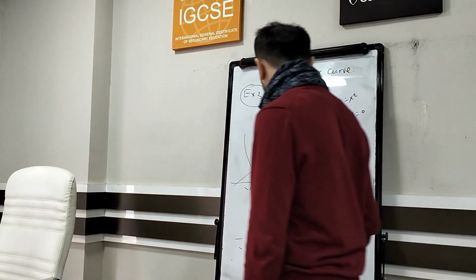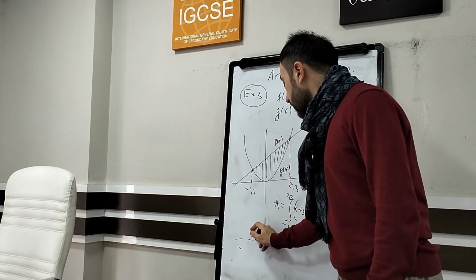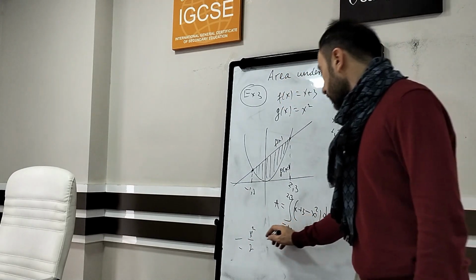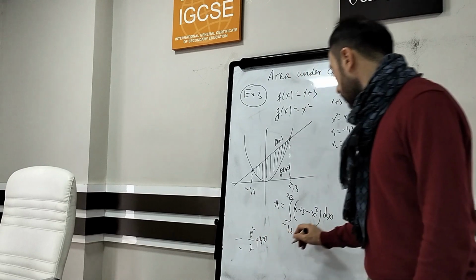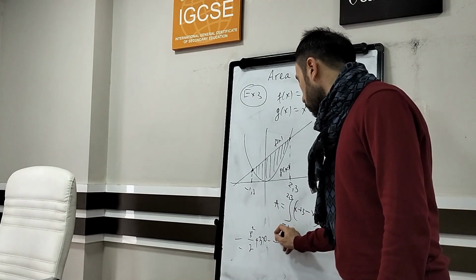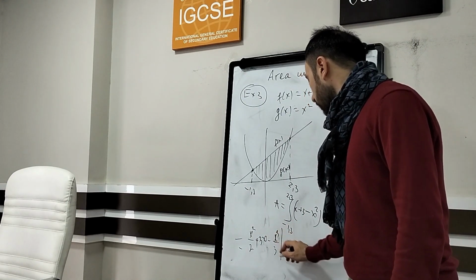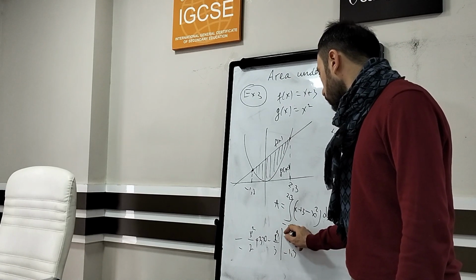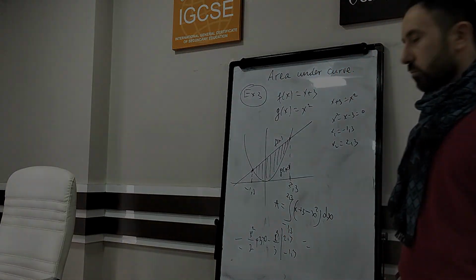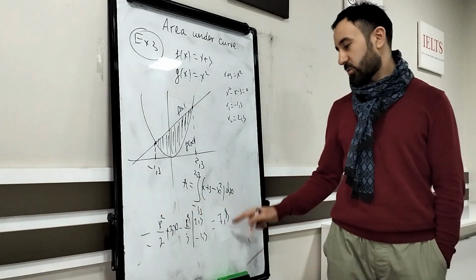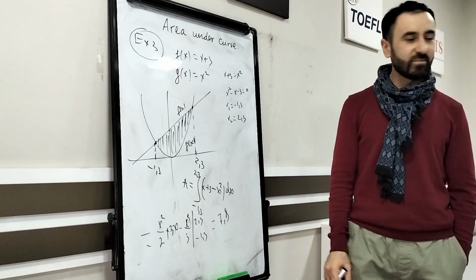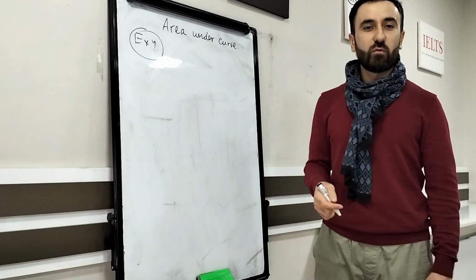Let's solve the integral. X integral is x squared over 2. Integral of 3 is 3x. Integral of minus x squared is minus x cubed over 3, from minus 1.3 to 2.3. And dear students, the solution of all this is equal to 7.8. Next example. Example number 4.